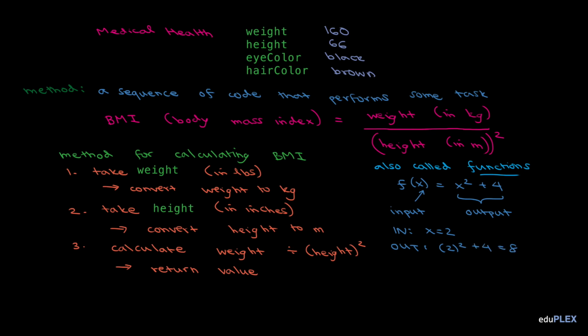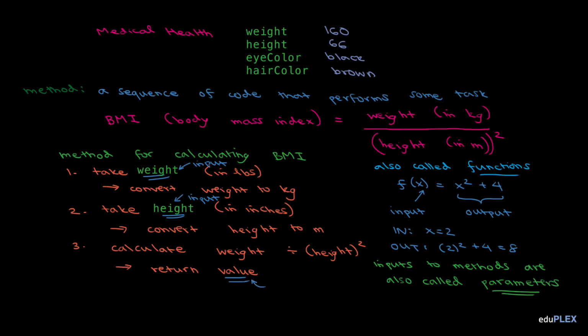Let's go back to my BMI method. What's the input in that case? Well, it's taking in my weight in pounds and my height in inches, so those are the two inputs, also called the parameters of my method. What's the output? Well, the method is returning the BMI, so that number is my output.